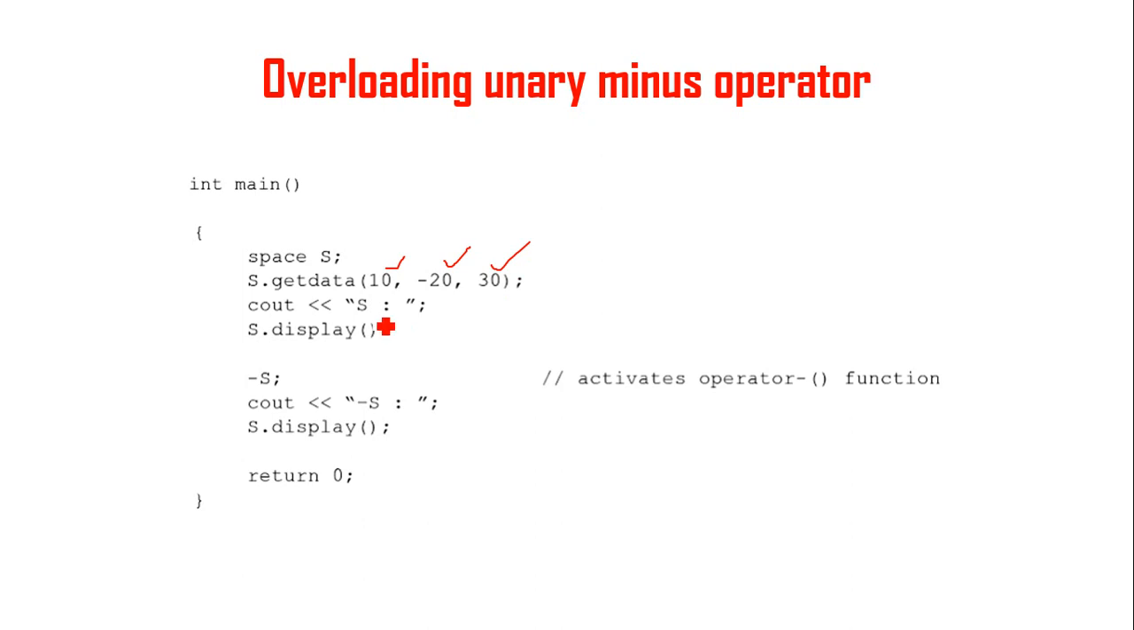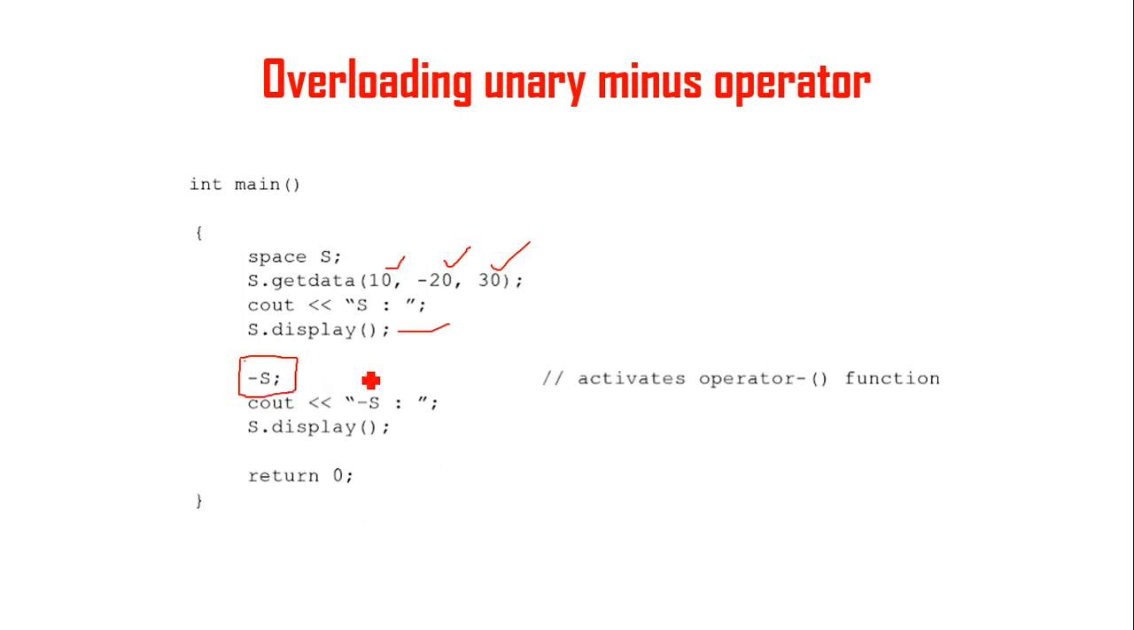Then we can display the values. As we display, we will get x is equal to 10, y is equal to minus 20, and z is equal to 30. Now you see that using the object, we can straight away use the unary operator. Now instead of applying it to variables, it is applied to an object. In an object, we have defined this unary operator to complement three variables.